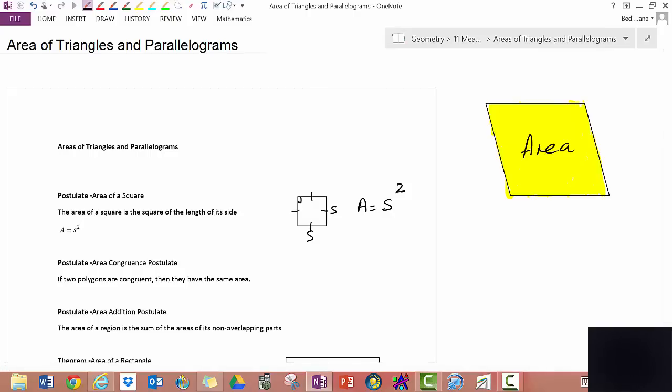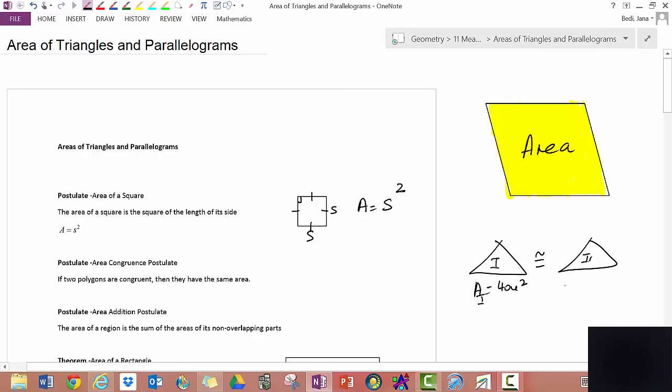Area congruence postulate. If two polygons are congruent, they have the same area. So if I was to say a polygon could be any shape, let's say I have a triangle and a triangle, and these are congruent. If I know the area of triangle 1 is 40 units squared, then I can conclude the area of triangle 2 is also 40 units squared without having to find it.